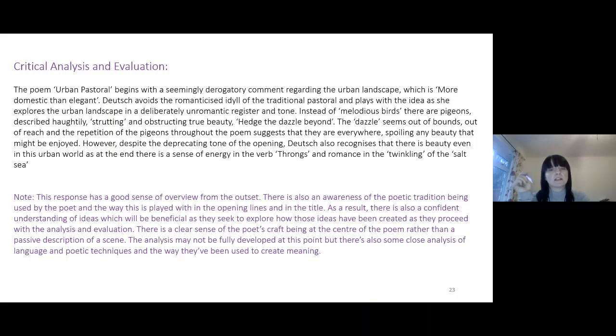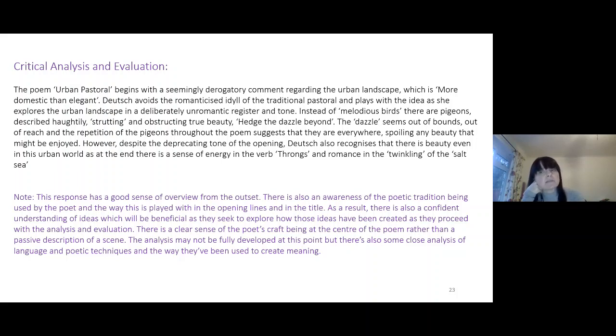There's zooming in on aspects such as genre as well. Okay, so Deutsch avoids the romanticized idyll of the traditional pastoral and plays with the idea as she explores the urban landscape in a deliberately unromantic register and tone. Okay, so register and tone, referencing the choice of phrasing, the diction choice, the kind of atmosphere, mood and attitude that's being presented. Instead of melodious birds, there are pigeons, described haughtily, strutting and obstructing true beauty. Hedge the dazzle beyond.